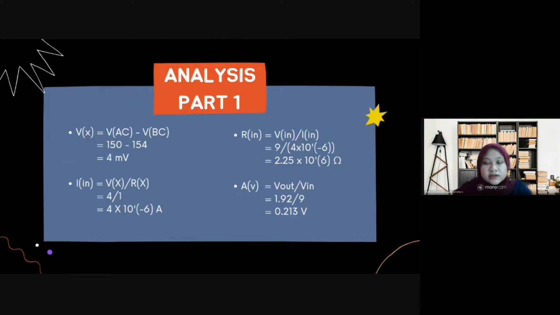So this is the analysis for part 1. In part 1, we need to calculate the voltage across the input resistor, then the input current, then the input resistance, and the last one is voltage gain. After we disconnected the jumper wire, using the oscilloscope we measured the voltage at this point. The first one is the voltage across the input resistance, we got 4 millivolts. For input current we got 4 times 10 to the power of negative 6 ampere. For input resistance we got 2.25 times 10 to the power of 6 ohm. The last one is voltage gain, which we got as 0.213 volt.